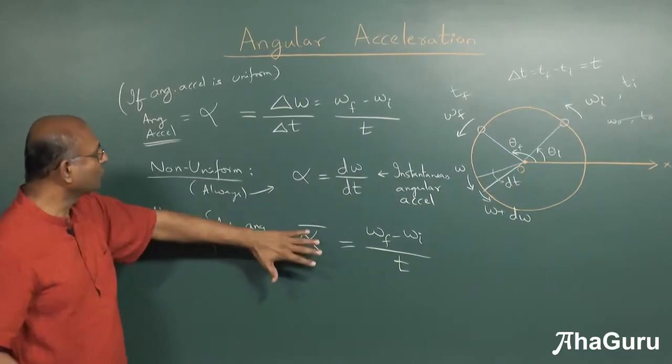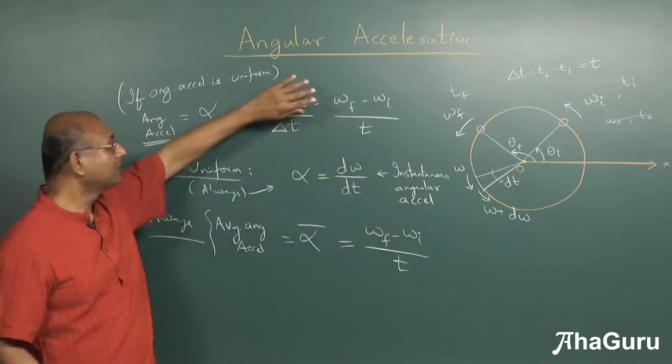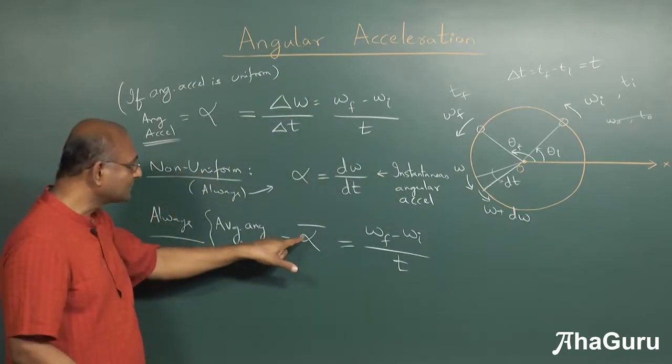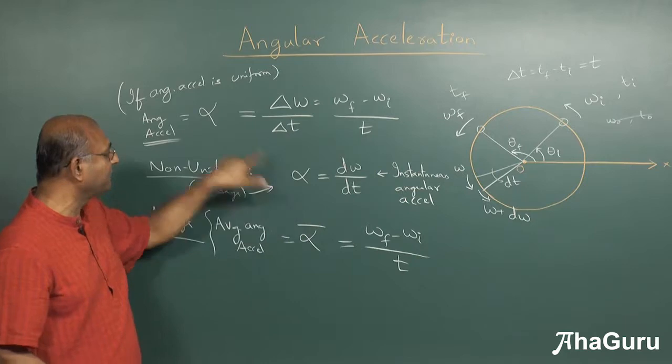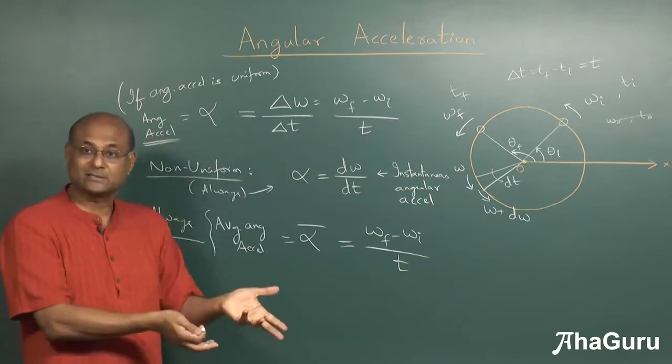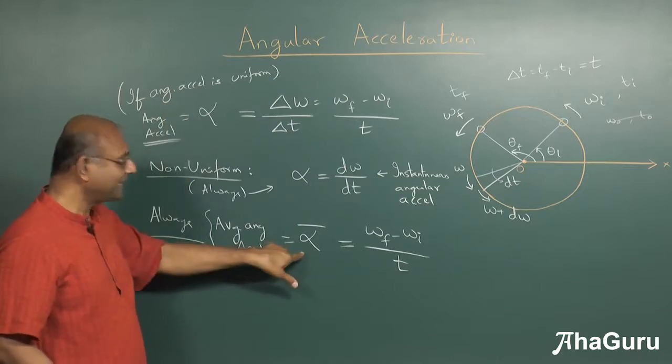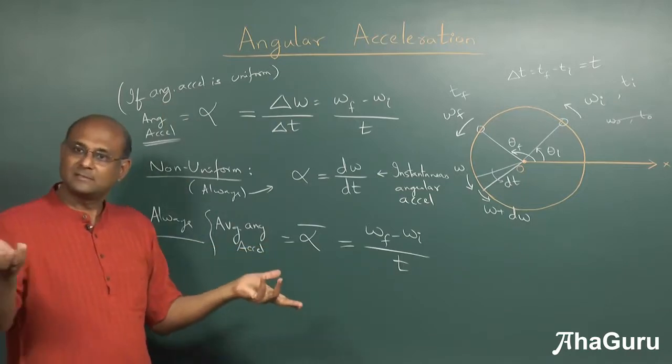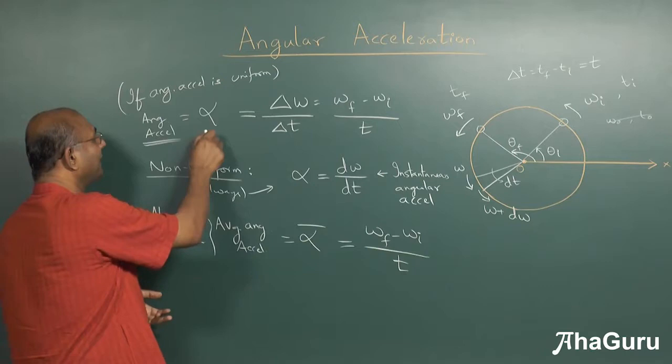This is always true. This is not always true. So sometimes, instead of calling it alpha with a bar, that is average angular acceleration, I just call it angular acceleration. When is that allowed? When the average is the same throughout. That is basically when alpha is constant.